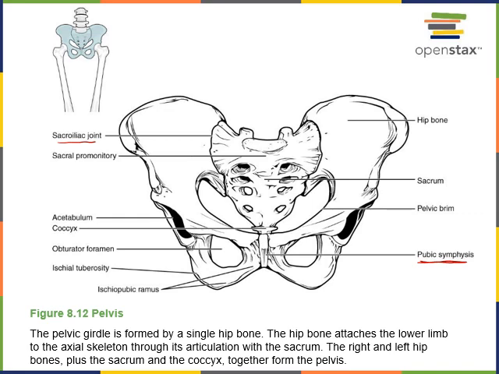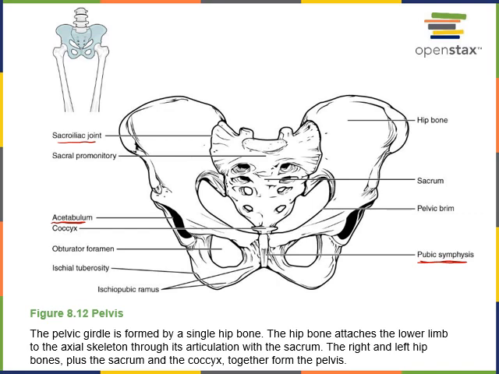and articulate with the femur to form the hip joint at the acetabulum. Acetabulum literally translates as vinegar cup, and this is a smooth cup shape that articulates with the head of the femur, forming the hip joint.